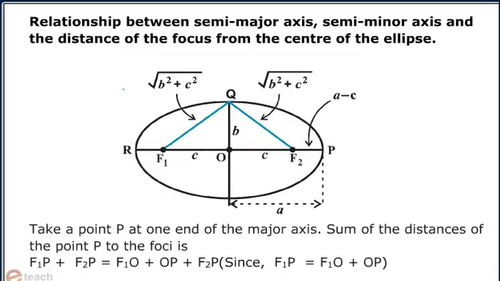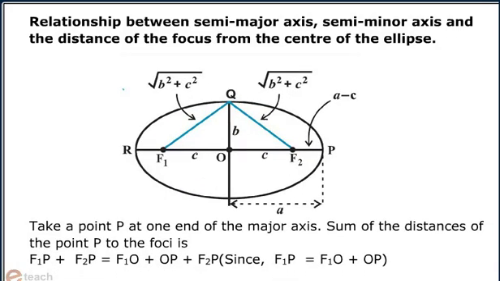Relationship between semi-major axis, semi-minor axis, and the distance of the focus from the center of the ellipse. Take a point P at one end of the major axis. The sum of the distances of the point P to the foci is F1P + F2P = F1O + OP + F2P = (c + a) + (a - c) = 2a, since F1P = F1O + OP.